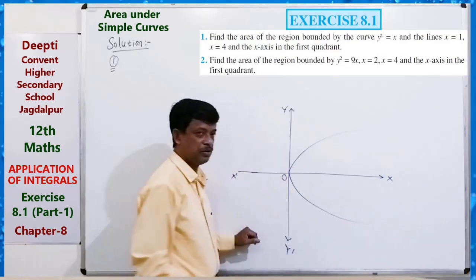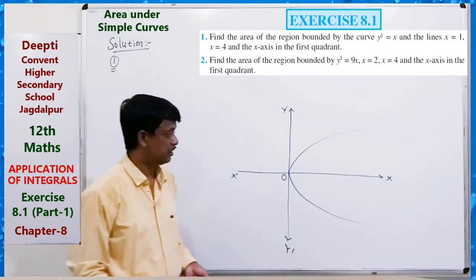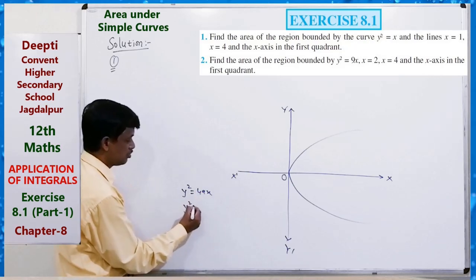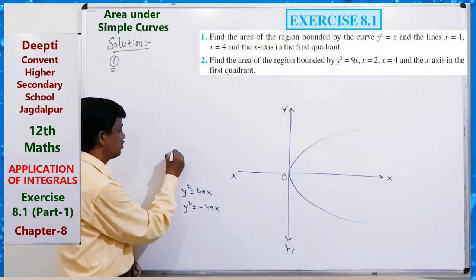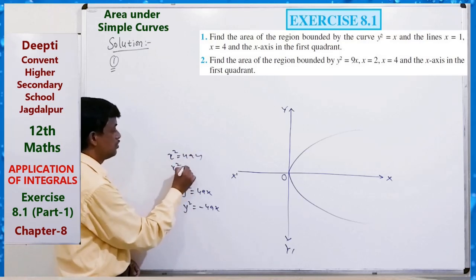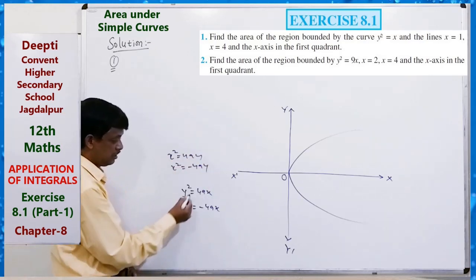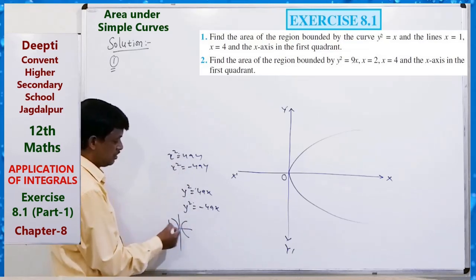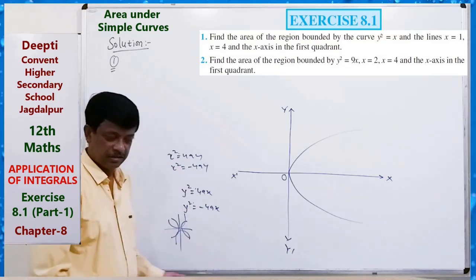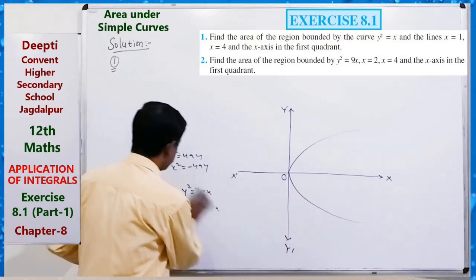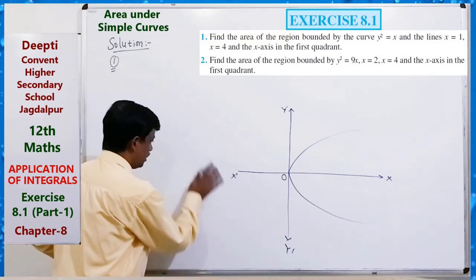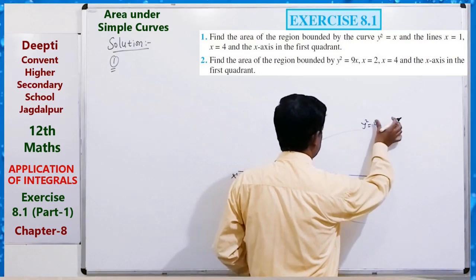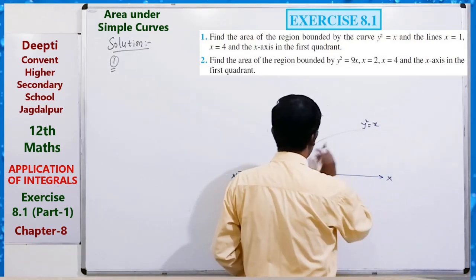This type of parabola, y square equal to 4x, you know from 11th class. This type of parabola also, y square equals to minus 4ax and x square equals to 4ay and x square equals to minus 4ay. This is right handed, this is left handed, this is upward, this is downward. These are the parabola diagrams. So here the diagram is like this, parabola. Y square equals to x. This is parabola.